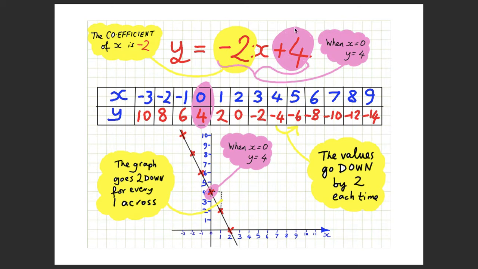And then meanwhile, the plus 4 was making the value of y 4 when x was 0, which meant that it went through the point (0, 4). In other words, it cuts through the y-axis at 4. Again, jot that down if you didn't get it.